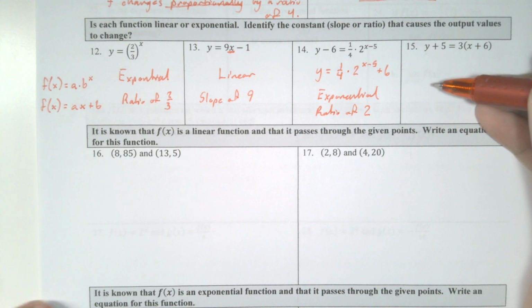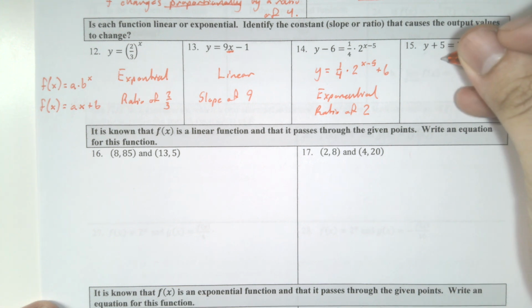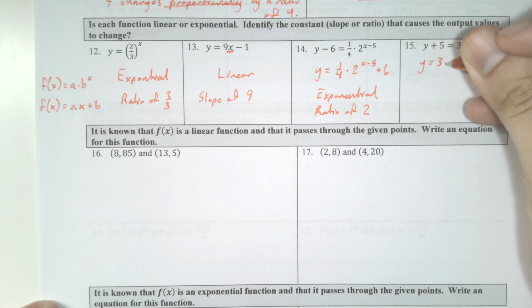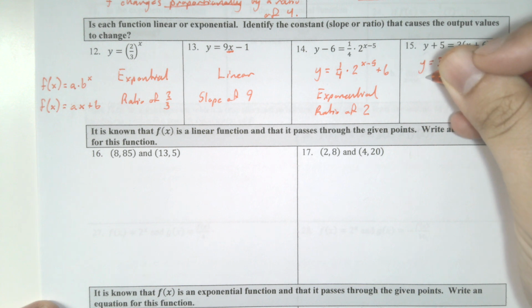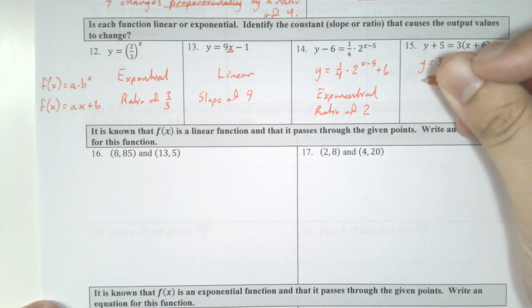And so this is going to be the ratio of 2 that is causing our y values to change. Lastly, what about number 15? So again, this looks a little bit more complicated, but we see that we don't have any exponents with an x in there, or any exponents at all, really. However, we do have this 3 times x. And even if we rearrange this, we can write y is equal to 3 times x plus 18 minus 5, which is just 3x plus 13.